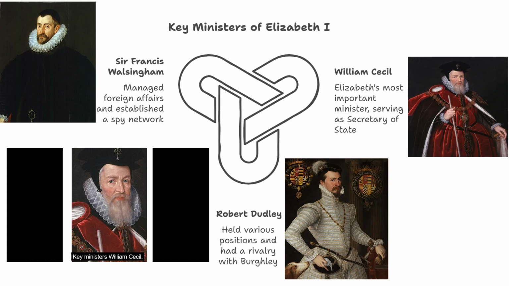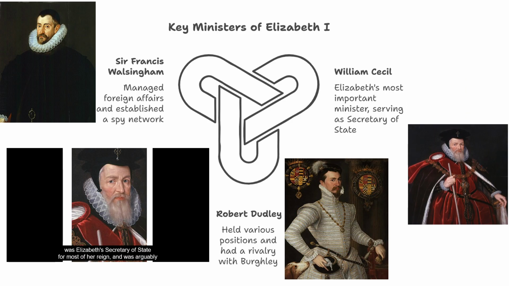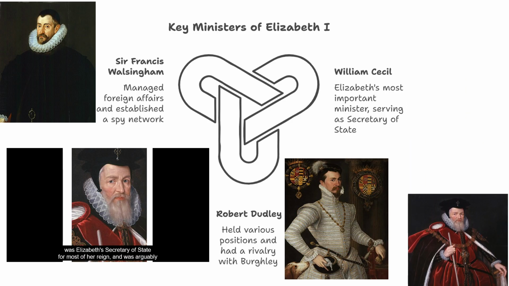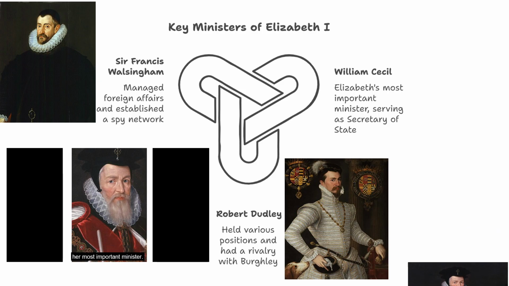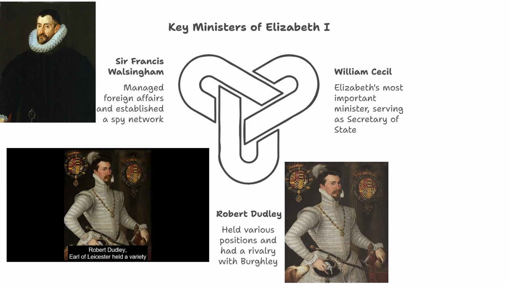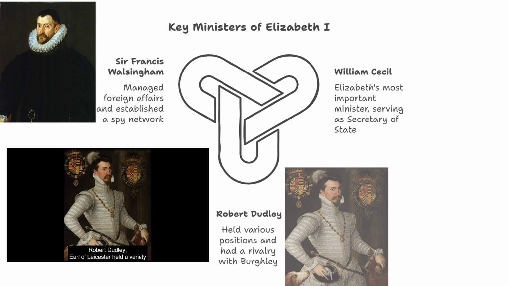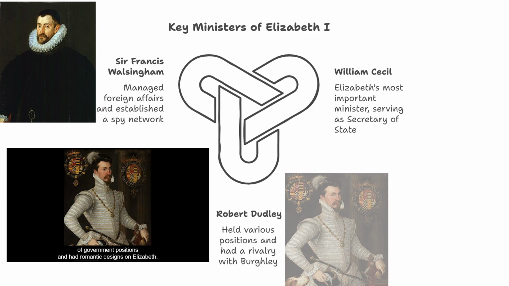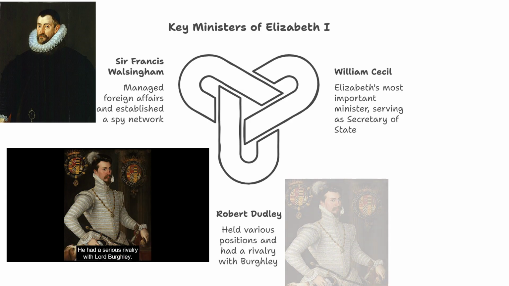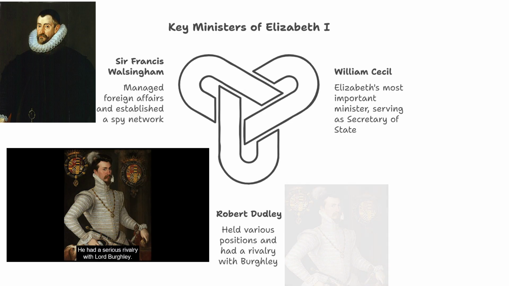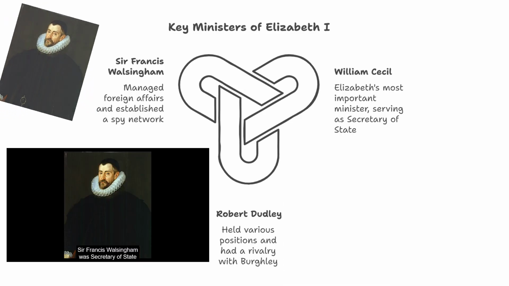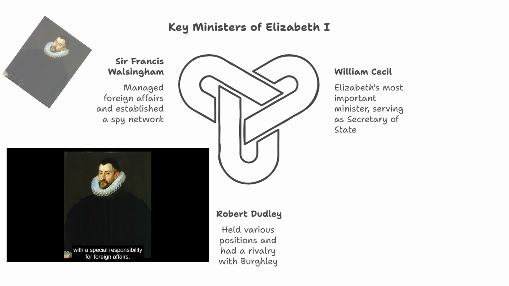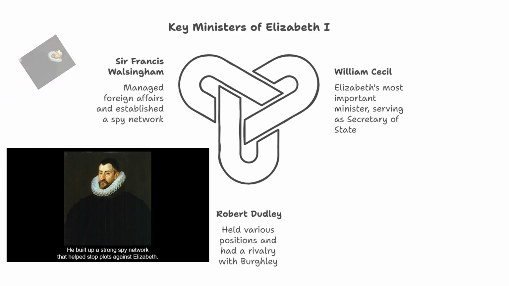Key ministers. William Cecil, Lord Burghley, was Elizabeth's Secretary of State for most of her reign and was arguably her most important minister. Robert Dudley, Earl of Leicester, held a variety of government positions and had romantic designs on Elizabeth. He had a serious rivalry with Lord Burghley. Sir Francis Walsingham was Secretary of State with a special responsibility for foreign affairs. He built up a strong spy network that helped stop plots against Elizabeth.